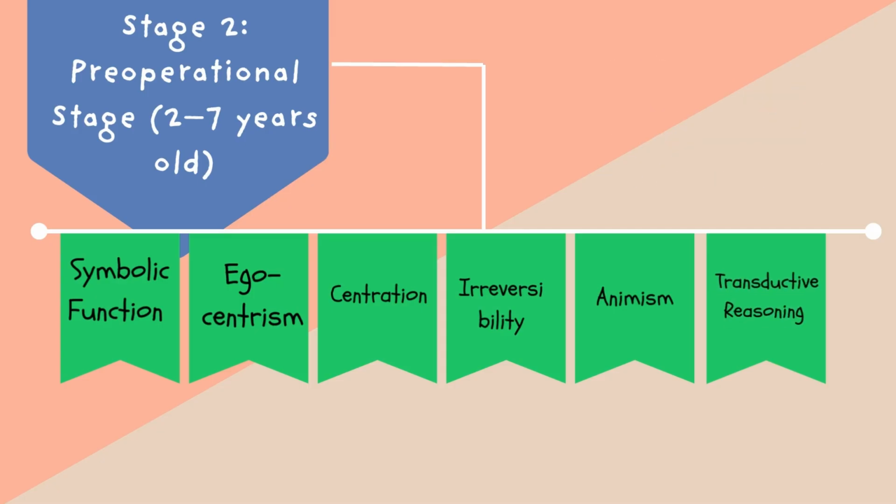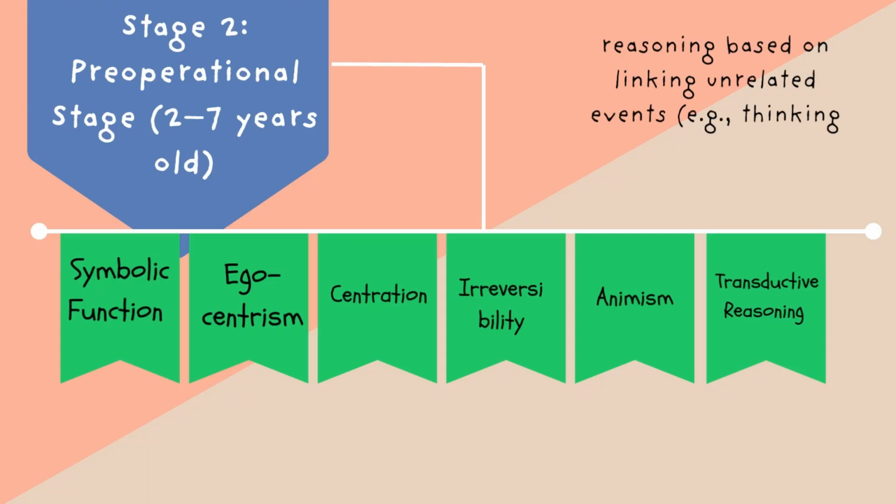Last is transductive reasoning, based on linking unrelated events. This means making connections between separate events that are not logically related, leading to an illogical conclusion. For example, a child believing that they got sick because they were mean to their siblings, or thinking that they caused the rain because they were wearing their favorite toy.